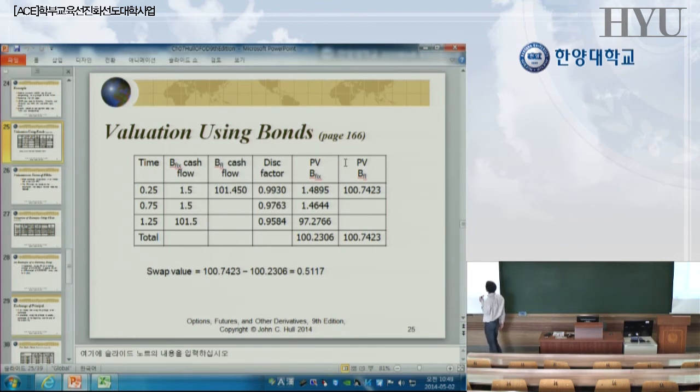Okay, and the value of this cash flow at this point is 101.450. Therefore, this is L plus K star. The present value of this one is this one, and the present value of that one is that one, so the difference between them is this. I receive this one, and actually I receive floating and pay fixed. Therefore the value of my swap position is 0.5117. You know what I'm saying? It's very important.